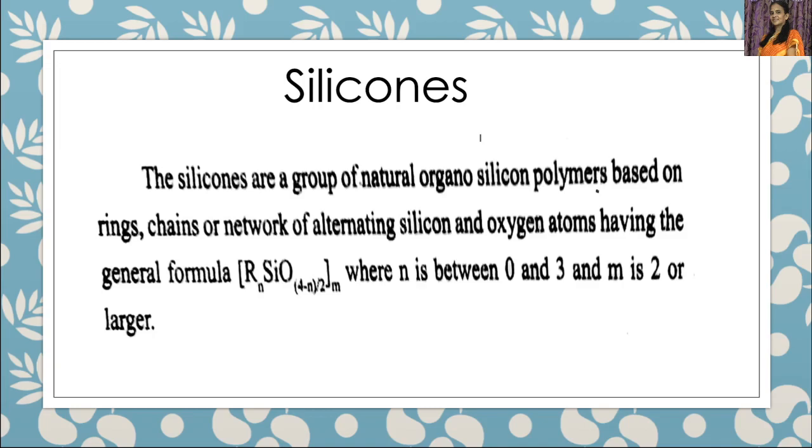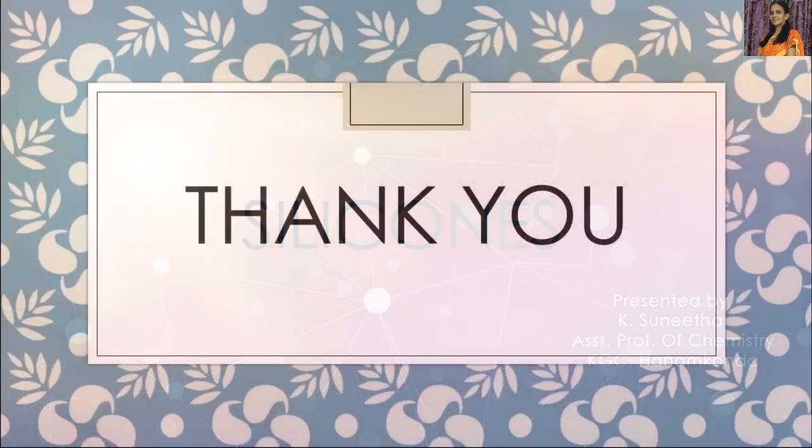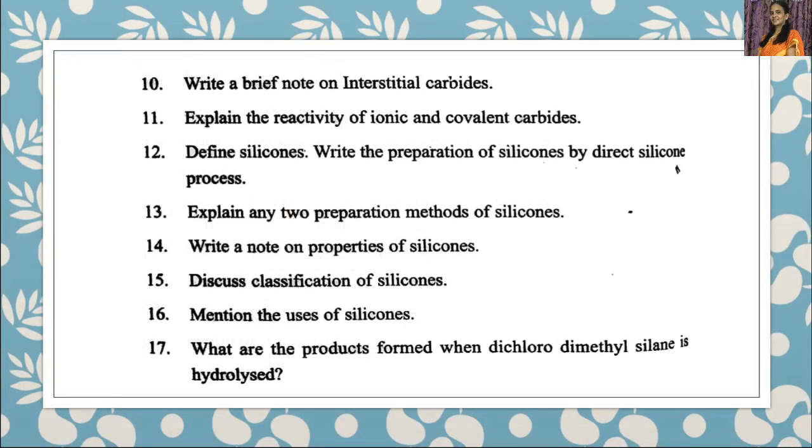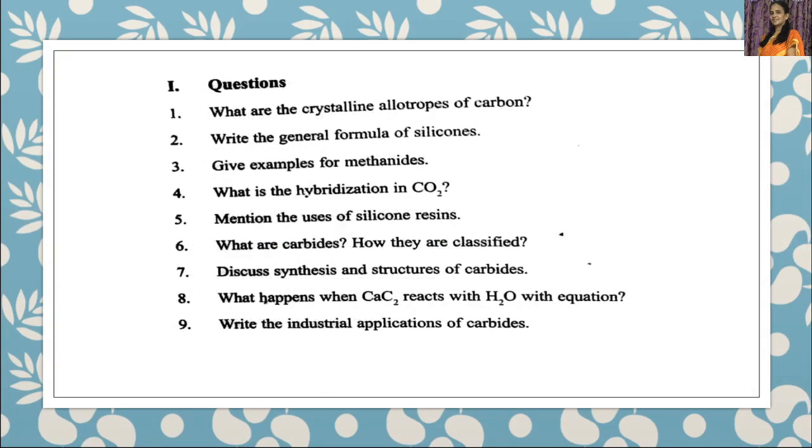Now let us see the next question. Give examples for methanides. So what are methanides? Methanides are the carbides which produce methane on hydrolysis. Calcium carbide is a methanide. Aluminum carbide is a methanide. Beryllium carbide is a methanide, whereas calcium carbide is an acetylide.